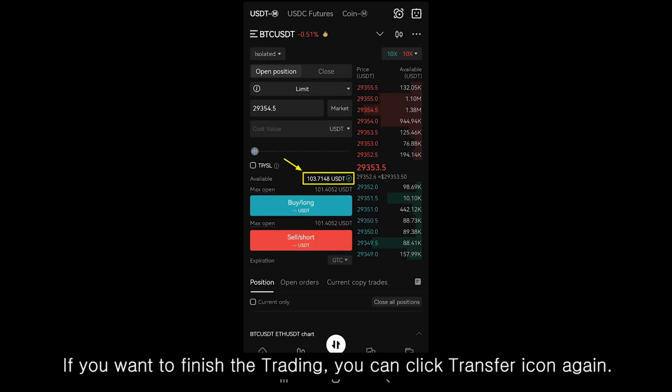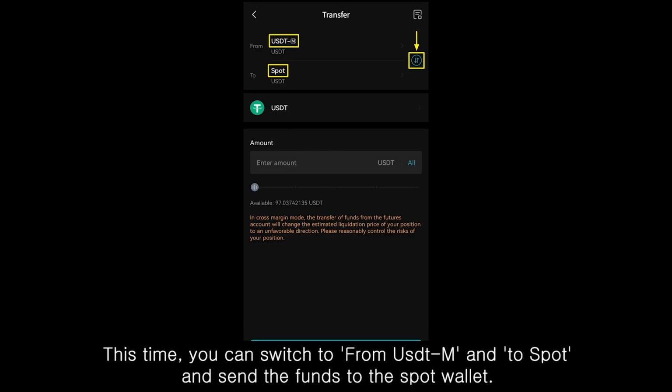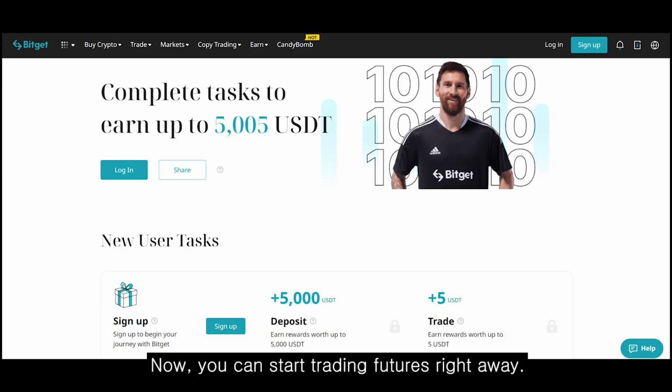If you want to finish the trading, you can click the Transfer icon again. This time, you can switch from USDM to Spot and send the funds to the Spot wallet. Now, you can start trading futures right away.